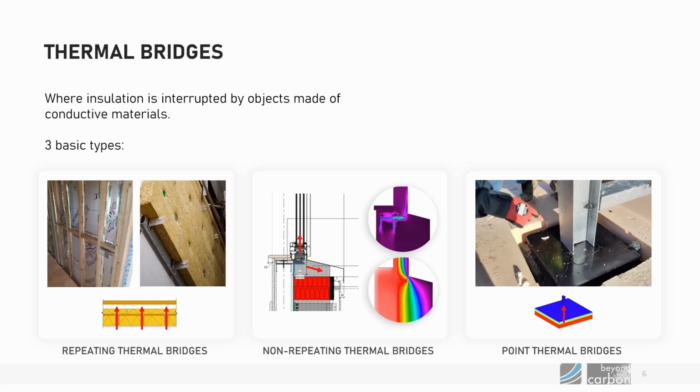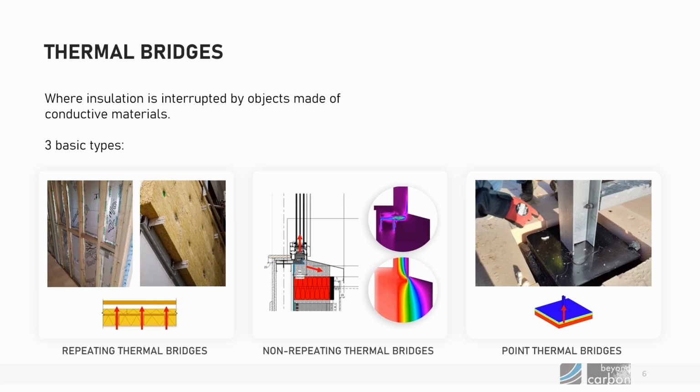Repeating thermal bridges, where there might be something like timber construction, where you have timber members in the insulation layer at regular intervals, or cladding brackets that are spaced regularly throughout the facade. Non-repeating thermal bridges are, for example, window details or parapet details, where there's a thermal bridge at that junction. There will be a linear thermal bridge, but they don't occur across the whole face of the facade.